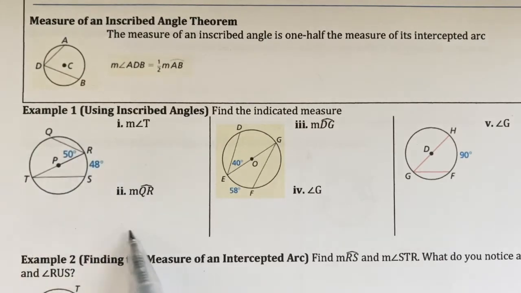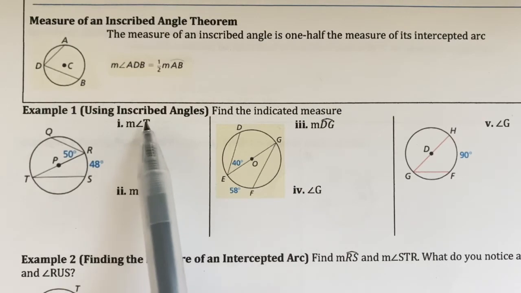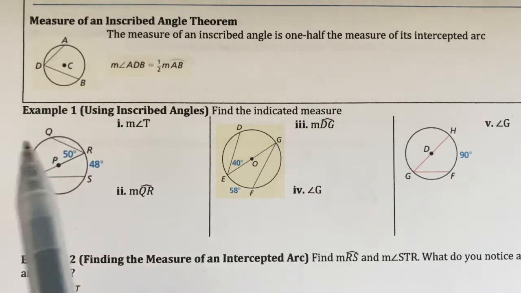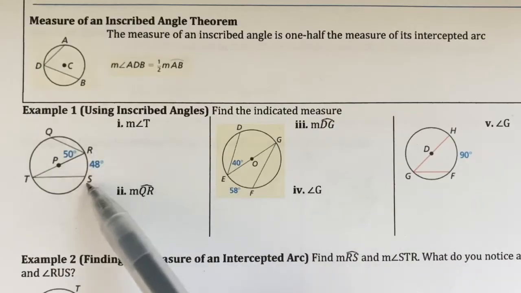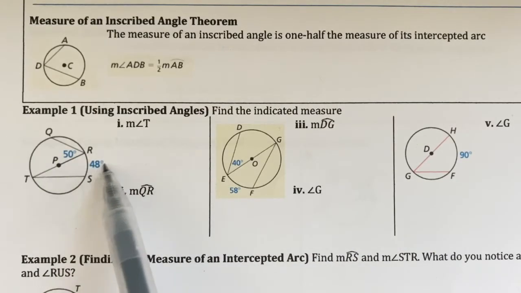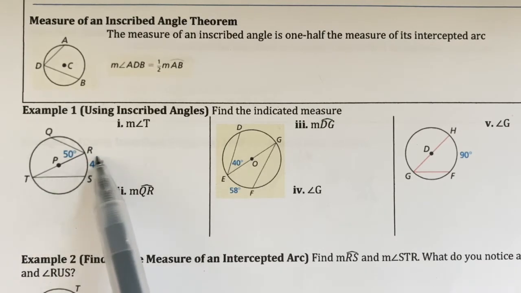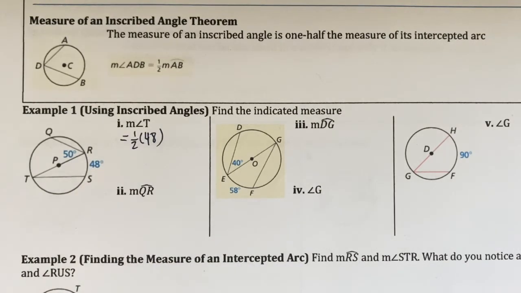So for the first part of example 1, we were given this diagram right here, and we're going to be asked to find the measurement of angle T and the measurement of arc QR. We'll start off with angle T. If we're looking at angle T, we can see that it is an inscribed angle because the vertex of this angle is on the circle. The intercepted arc is arc RS, and we know that arc RS has a measurement of 48. Recall that the inscribed angle is going to have half of the measurement of the intercepted arc. The measurement of angle T is going to be half of 48. This will give you a measurement of 24.